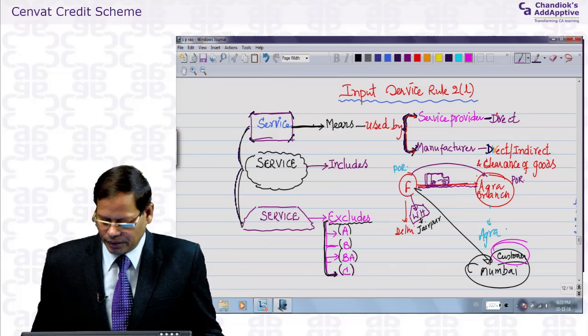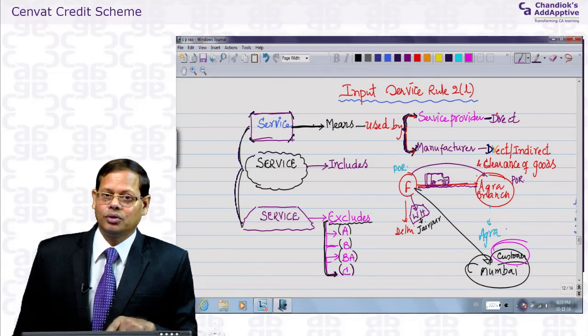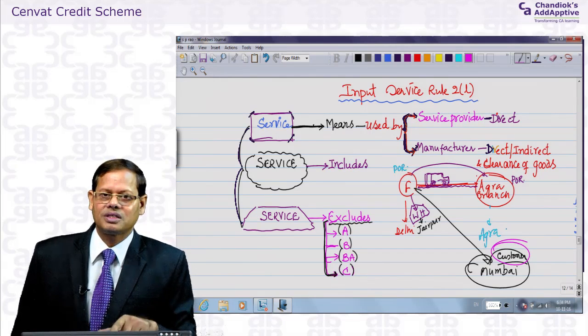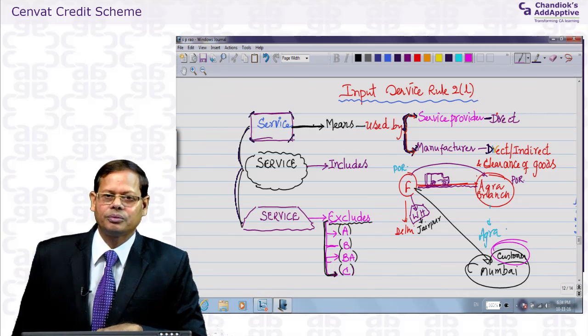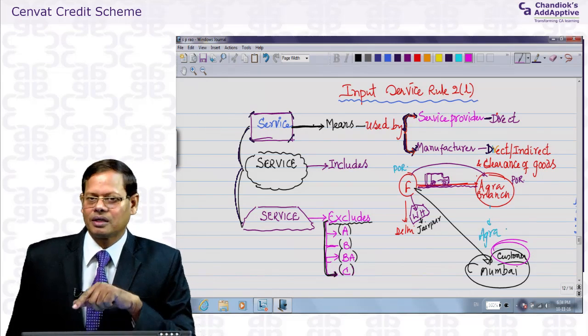Okay. So, in this case, dispatch to Mumbai, suppose you are paying freight charges, that is not an input service, because it is not a clearance of final product up to the place of removal. It is up to the place of delivery, because the place of the customer is the place of delivery.